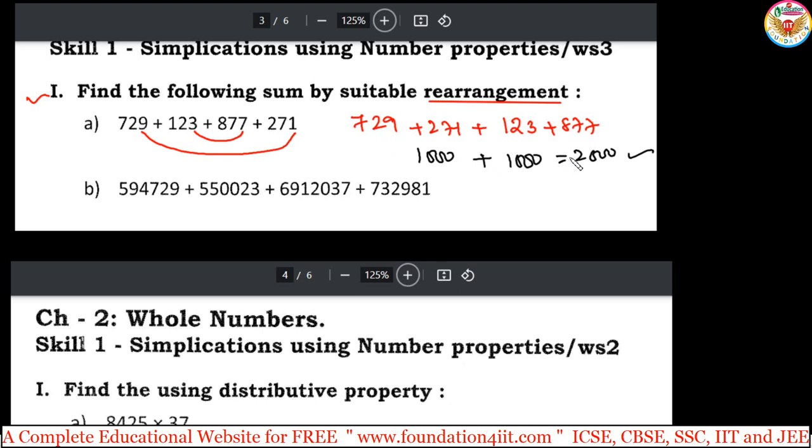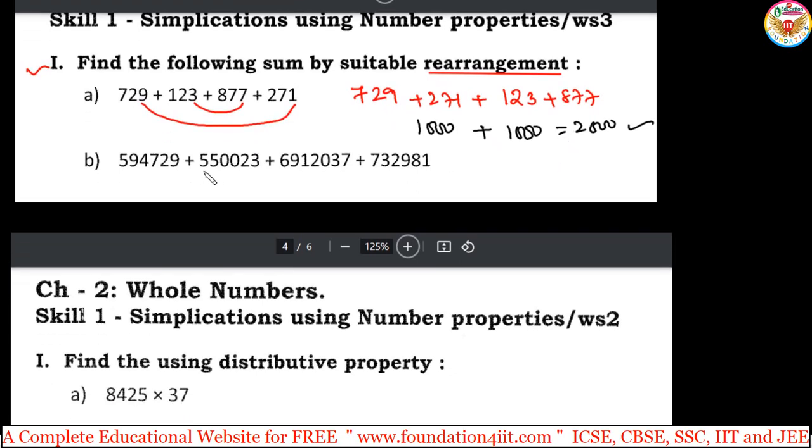Right? Same property applies here also, but check which two. First and last one, because don't see the full number, only observe the units place. 9 and 1, you can add both. 3 and 7, you can add both and do it. Practice the rest of the problems from question number C, D, all you can practice from this PDF.